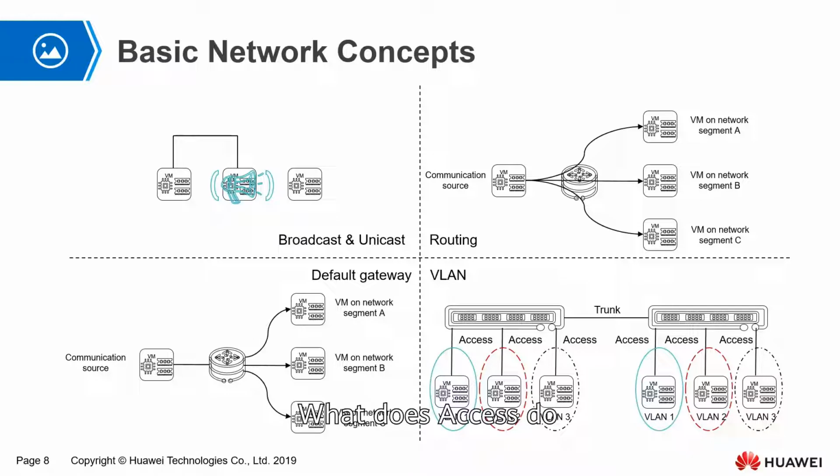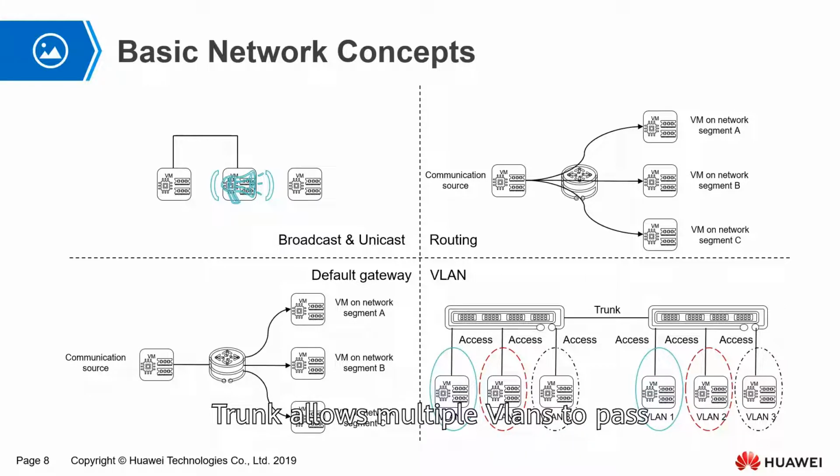What does access do? Access allows only one VLAN to pass. It has a default VLAN. For example, the default VLAN is VLAN 2. When a packet comes over, it does not carry any VLAN ID. After passing this access port, access will give it a VLAN 2 tag. If a packet comes in carrying the label of VLAN 2, the port will strip the label of this VLAN 2 and then forward it. If a packet comes over with a tag that is not VLAN 2, it will drop the packet.